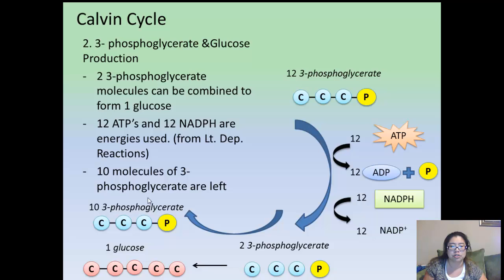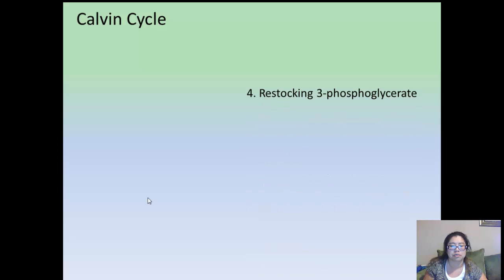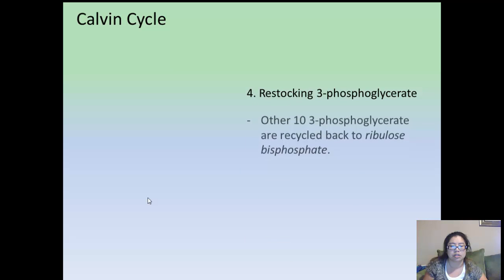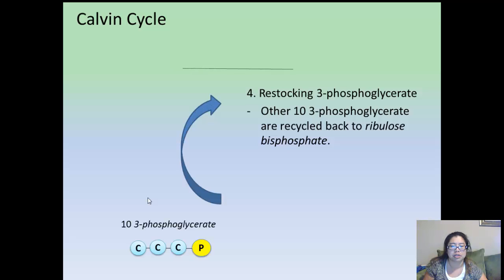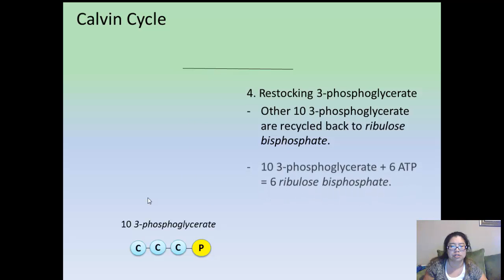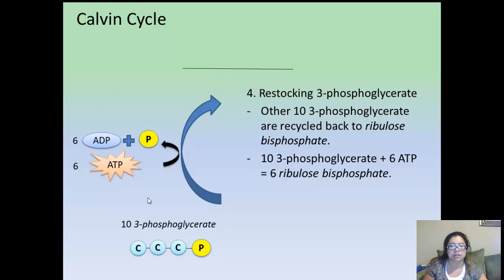With the 10 3-phosphoglycerates, that'll take us to the third step. And the third step is going to be called restocking the ribulose bisphosphate. So the other 10 3-phosphoglycerates are recycled back to the ribulose bisphosphate group. So we take 10 of those, and in order to do that, we'll expend some energy. So 10 3-phosphoglycerates with 6 ATPs will make 6 ADPs with phosphorus, and you end up with ribulose bisphosphate again, the 5-carbon sugar. And this is the last step of the Calvin cycle.